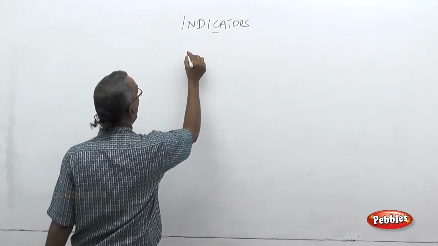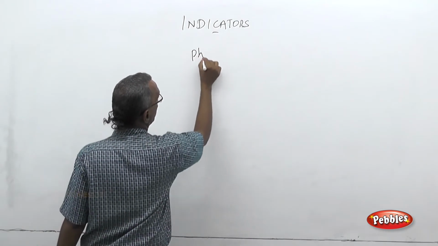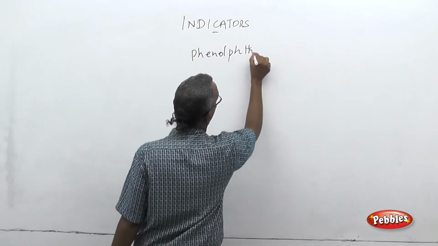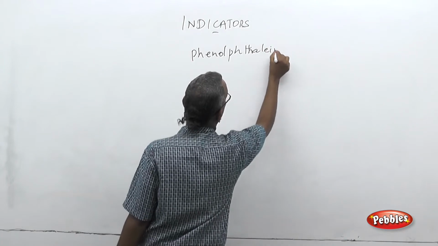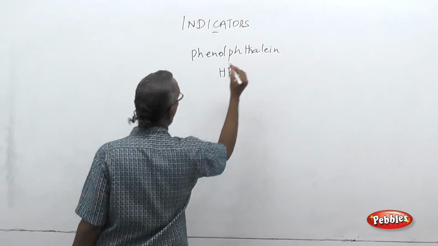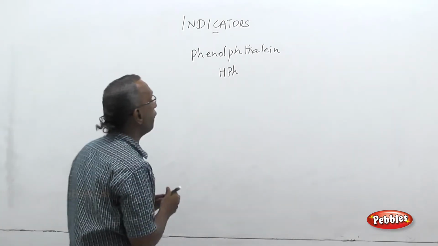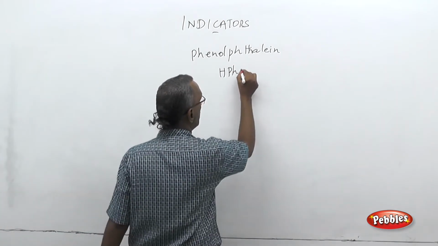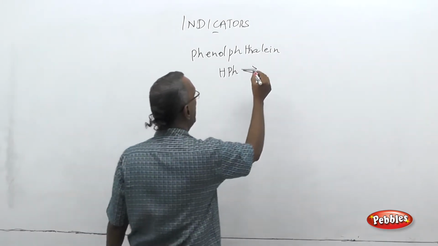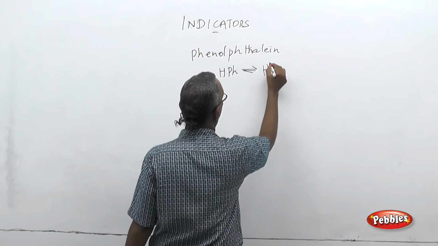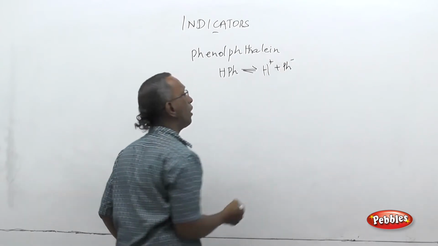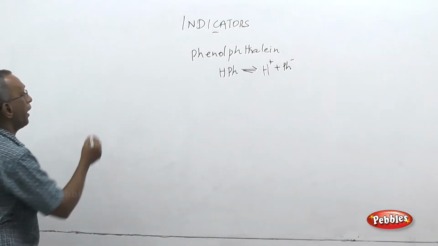Important acid base indicators are phenolphthalein and methyl orange. Phenolphthalein is considered as a weak acid. A weak acid can be generally represented as HA. Here phenolphthalein is a weak acid, represented as HPh. Since it is a weak acid, you can apply ionic equilibrium. It dissociates weakly to form proton and phenolphthalein anion.